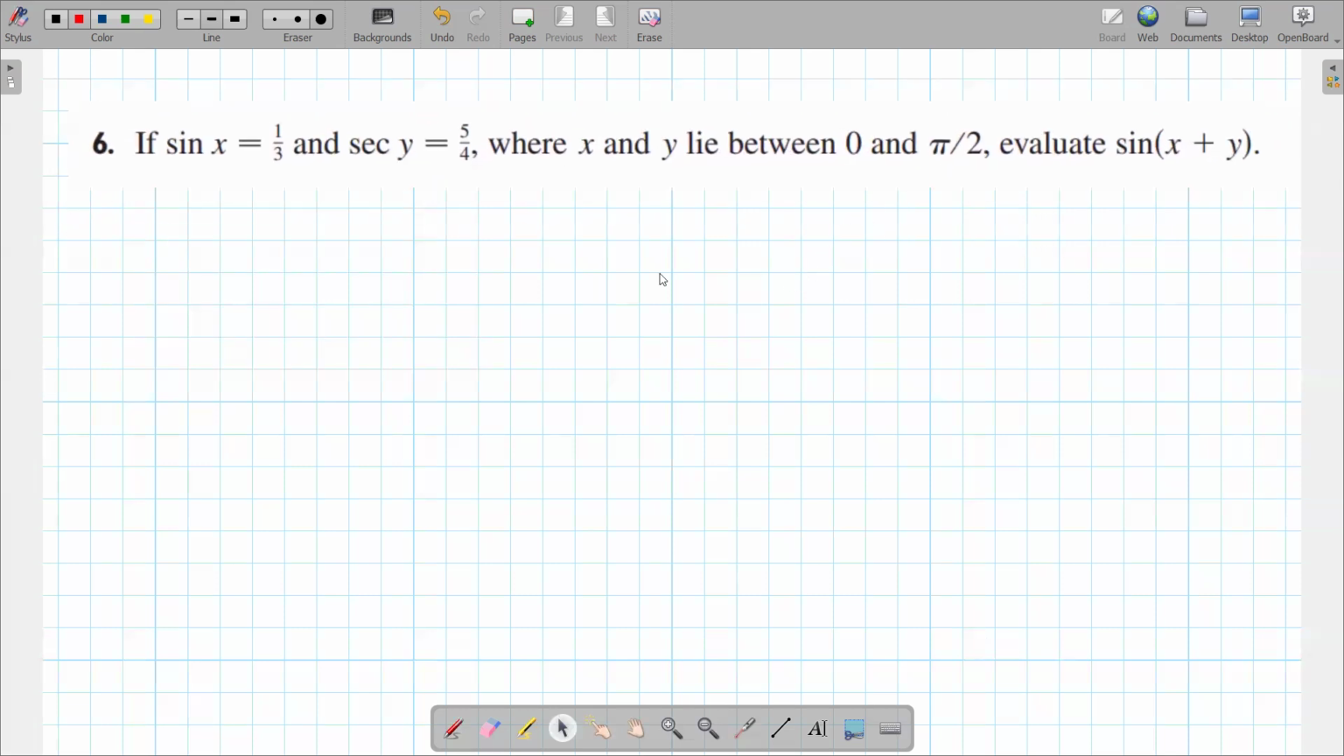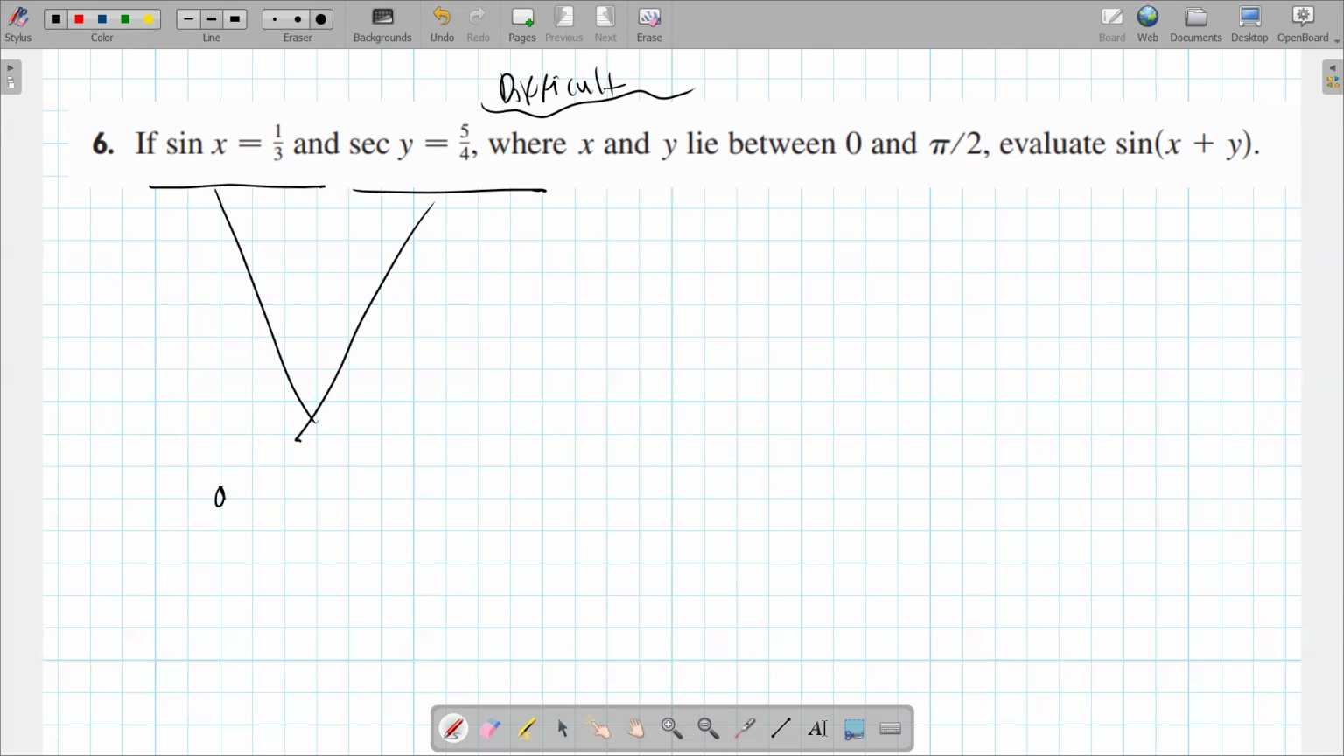So they've given us a ratio, sine of x. This is a difficult problem, so I'll tell you that. It's not going to be a one step. So they've given us sine x is 1/3. So we know it's not from the special triangle. If you try to arc sine this or sine inverse this, you're going to get an answer with a bunch of decimals. So we know two ratios. We know sine x, we know sec y.